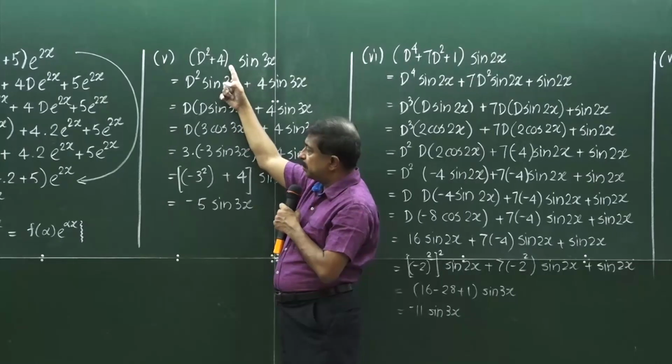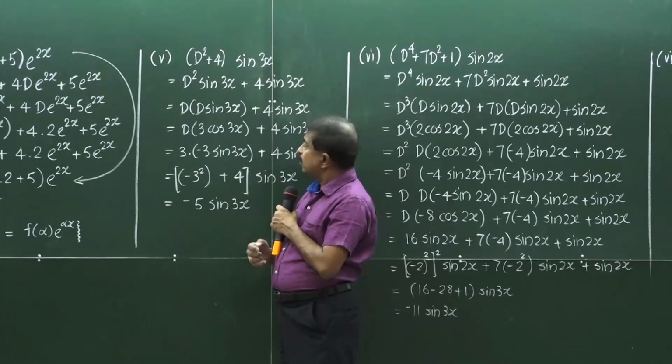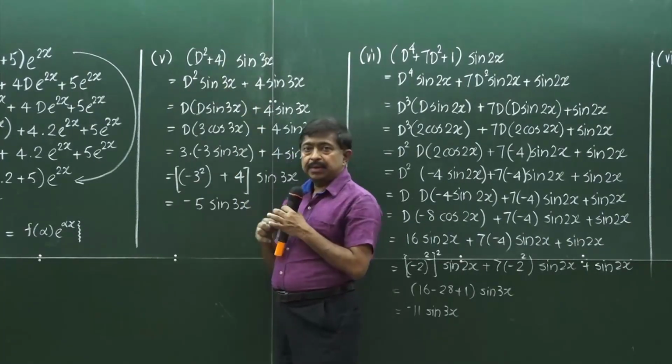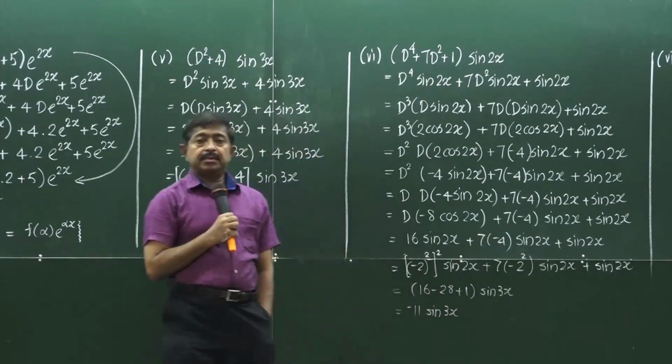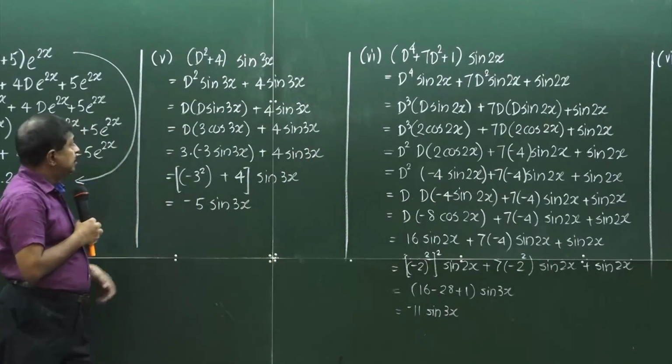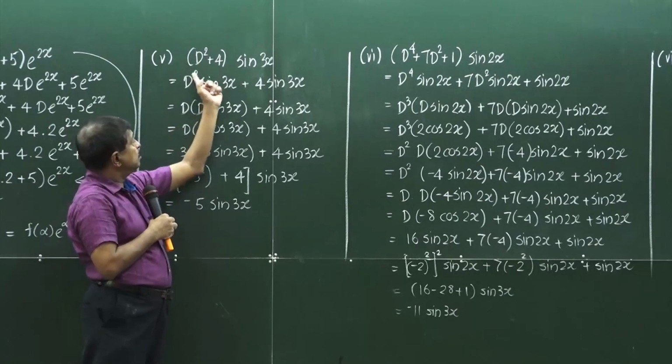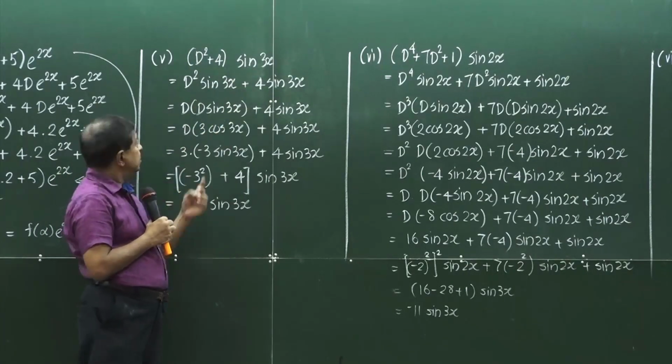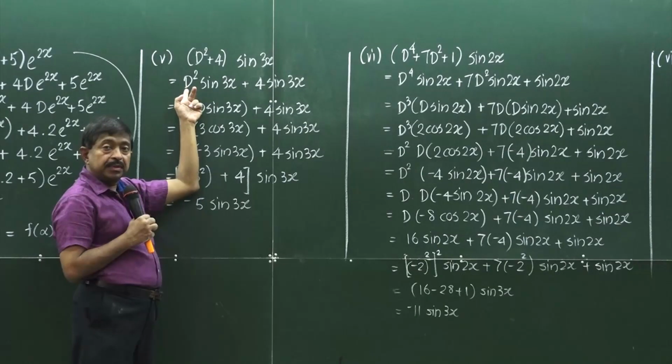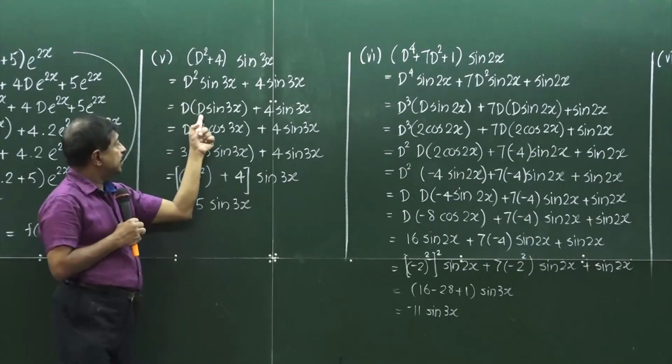Let's have this one now. Here you have d squared. It's a function of d squared. Right? Let's see what happens. Now, okay, you can break this into 2 parts. So d squared means what? The second derivative. So you can write it as d times d.